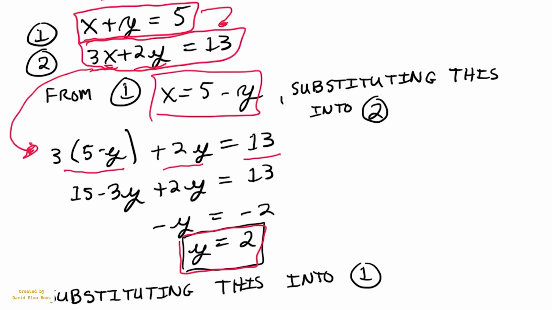If we substitute it back into our first equation, 3 plus 2 does indeed equal 5. Substituting it back into the second equation here, 3 times 3 is 9, plus 2 times 2 is 4. 9 and 4 is indeed 13. So this is our solution. Now these two equations, x plus y equals 5 and 3x plus 2y equals 13, are called linear equations.